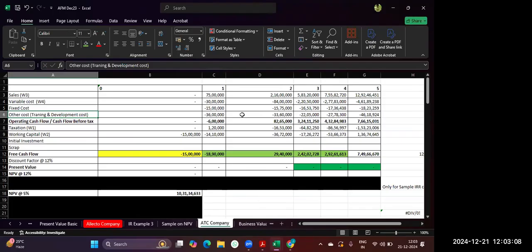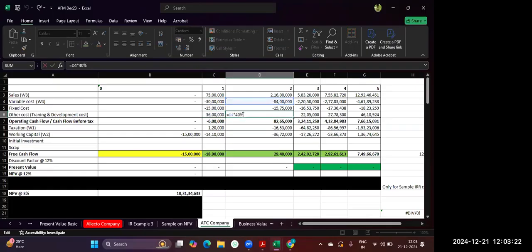Is there any other cost? Training and development. What is the question telling you on training and development cost, guys? 120% of variable cost for first year. In second year, 40%. Third year, 10%. Fourth, 10. And then fifth is again 10, right? After third year, it's standard down to 10%.